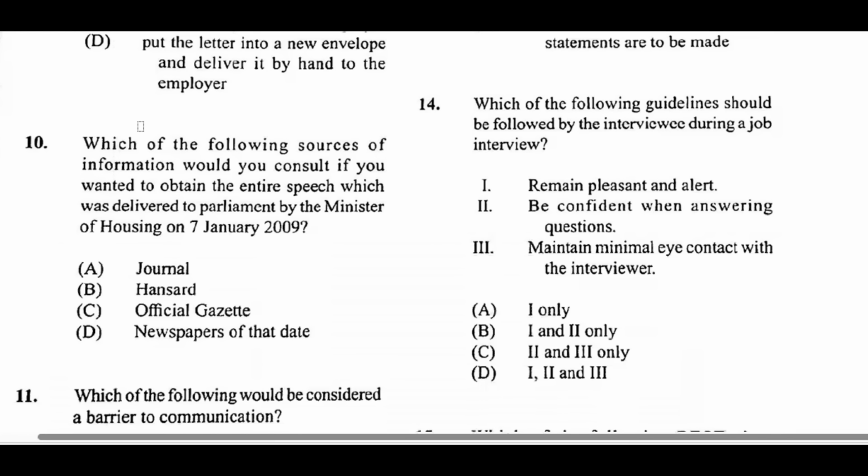Question 10. Repeated question. Which of the following sources of information would you consult if you wanted to obtain the entire speech which was delivered to Parliament by the Minister of Housing on the 7th of January 2009? This is a new question. We would go into the Hansard. B.